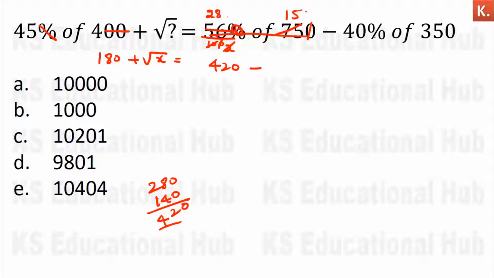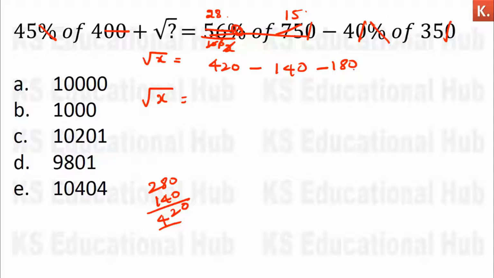Anyway, in the denominator it will be 100. So therefore this percentage gets cancelled with these two zeros. 4 into 35 is how much? 35 into 2 is 70. 70 into 2 is 140. Again, if I bring this plus 180 to the other side, that becomes minus 180 on the right hand side. So the square root of x is equal to 420 minus 140 minus 180.